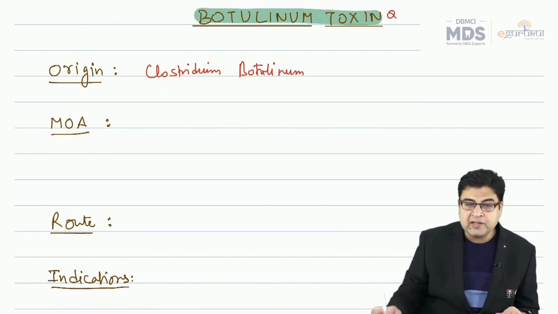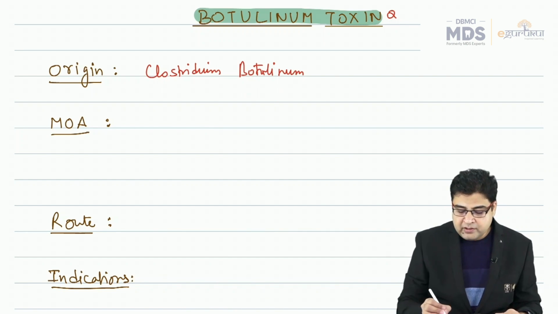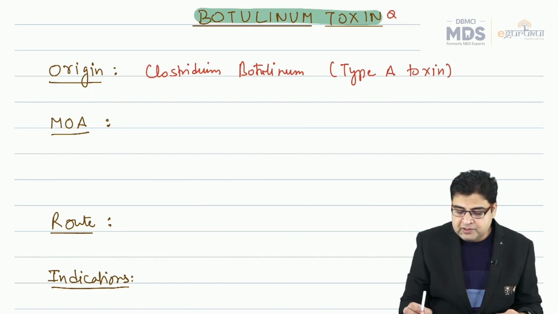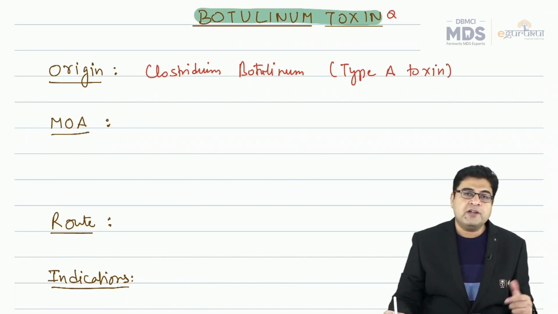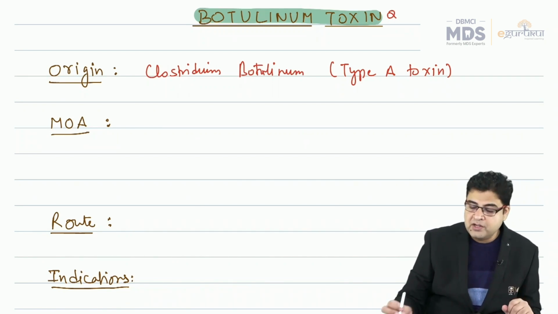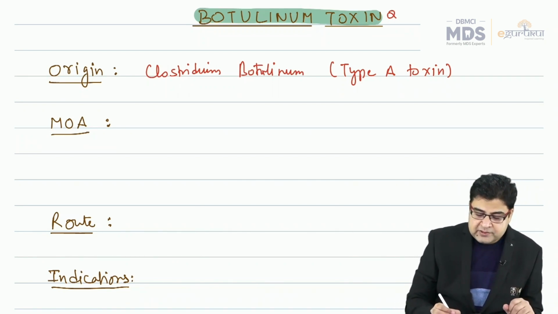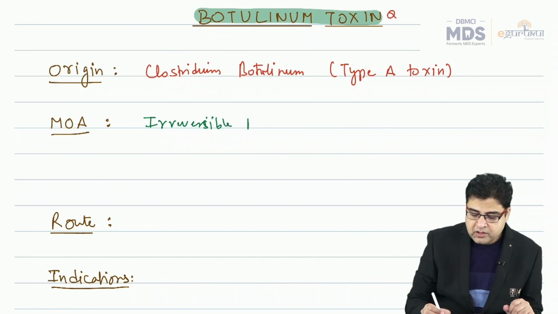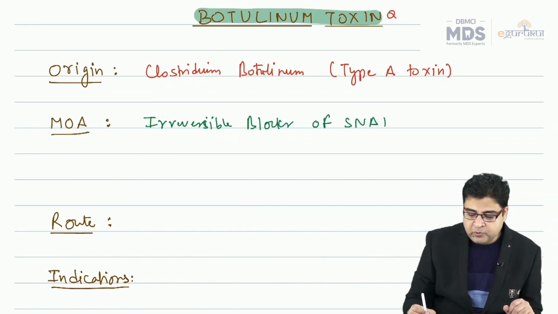The name of the bacteria is Clostridium botulinum, and the toxin that we use clinically is known as type A toxin. Type A toxin is the most commonly used form of the toxin that we use clinically as a drug. Now, what is the mechanism of action of this medicine? The mechanism of action is, this drug is an irreversible blocker of SNAP25 protein.